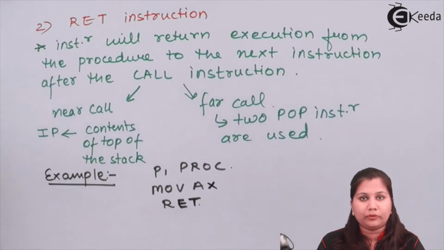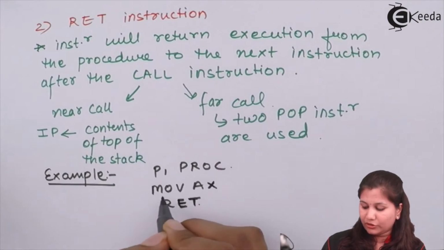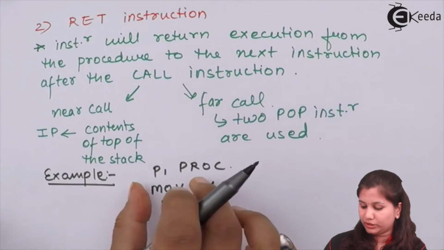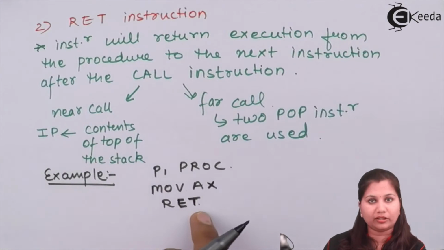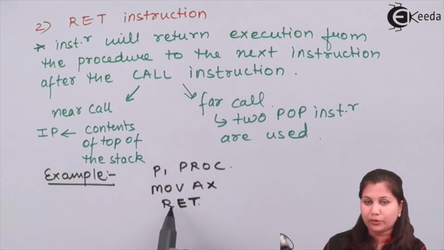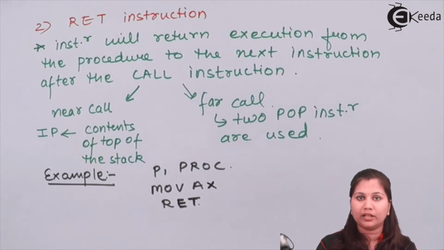suppose that in the main program we have called the procedure PRO. Now in this procedure we have written the instruction MOV AX, so this instruction will be executed. At the end of this procedure, the return instruction is written, so it is going to return back to the main program where the call instruction was written.